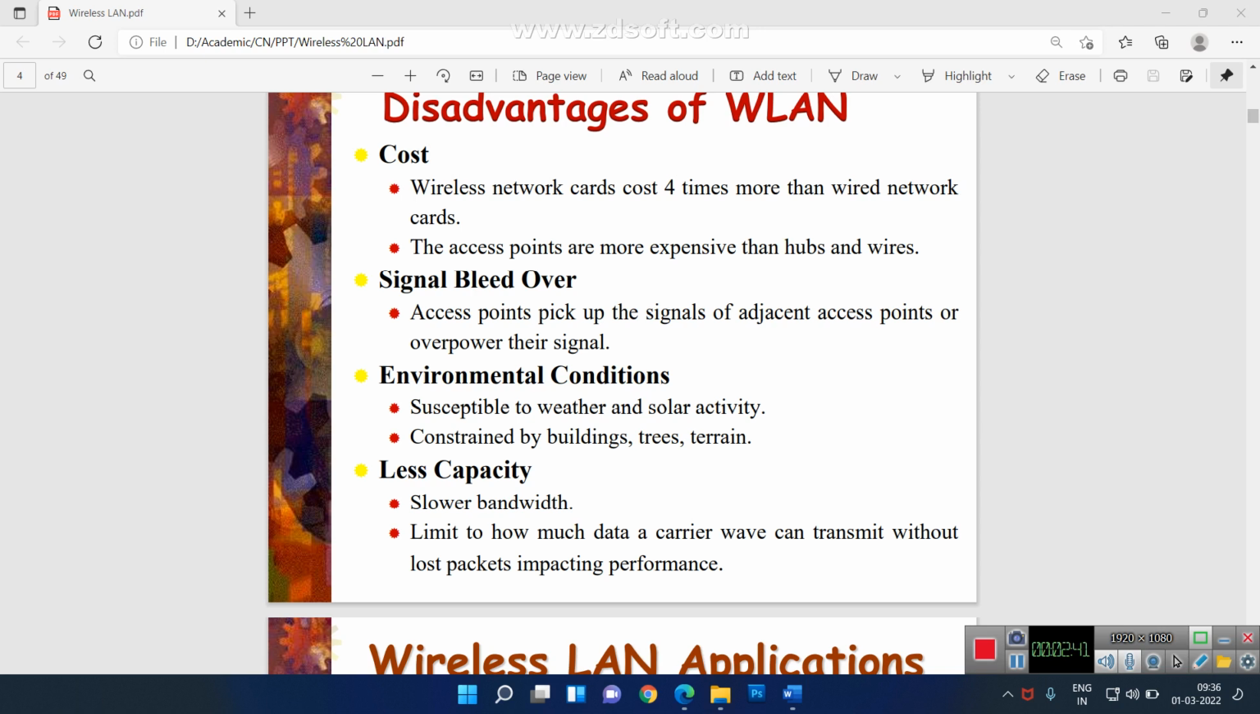And then environmental conditions: there are a large number of walls, trees, and buildings. When these kinds of things are present, it is a little bit complex to receive the wireless connection. That is what we call environmental conditions.